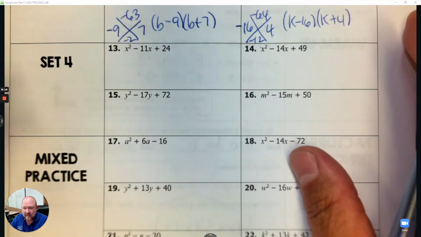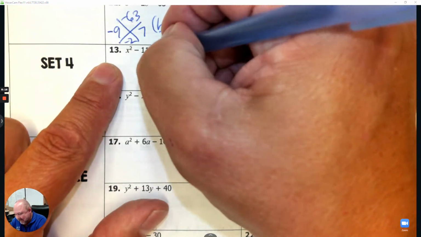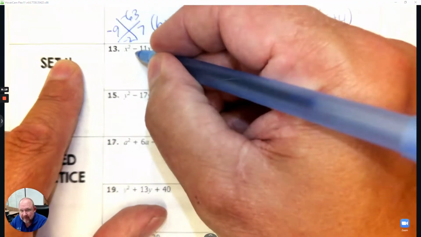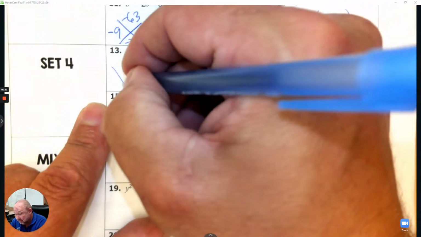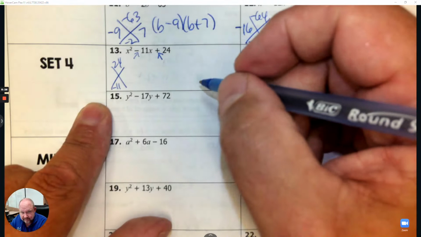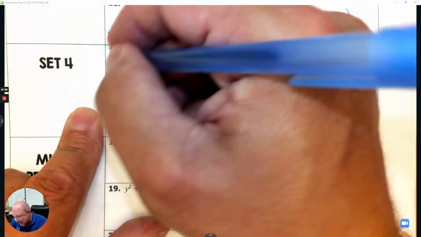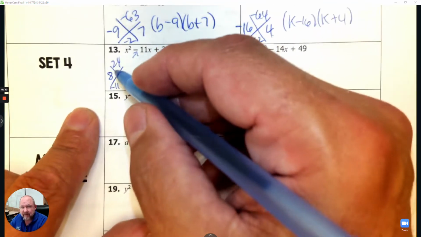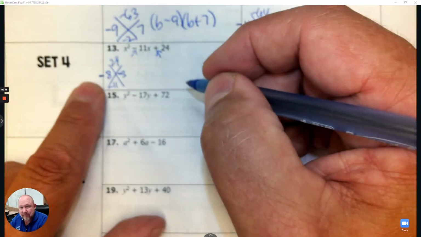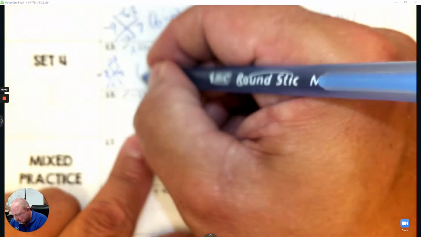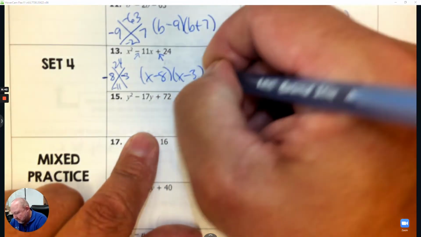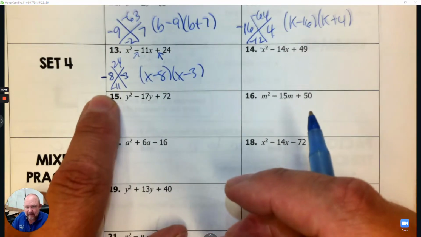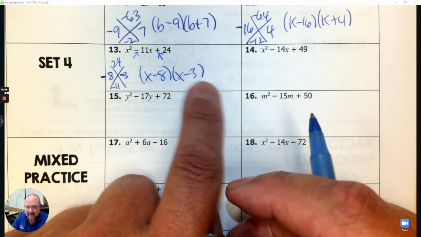All right, last set here. So we're adding, so it's positive, but yet it's negative. So that means both numbers are going to be negative, but we're adding them. So we have 24 and negative 11. Because it's positive, we're adding the two numbers. So 8 plus 3 is 11, and they multiply to 24. But because 11 is negative, both numbers are going to be negative for it to fit. So negative 8 and negative 3.